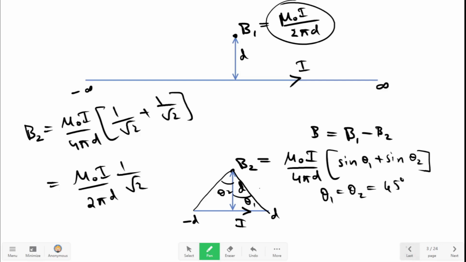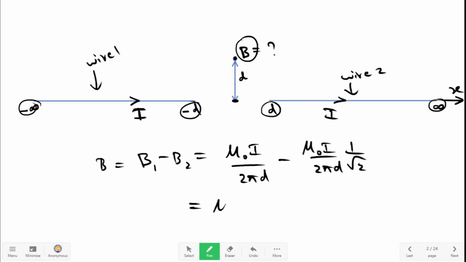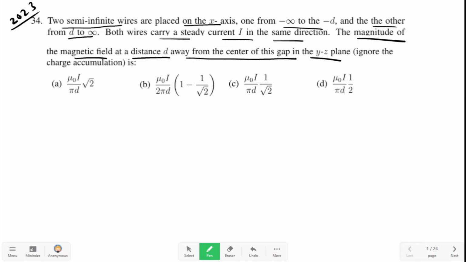Therefore we have B is equal to B1, which is mu naught I upon 2 pi d, minus B2, which is mu naught I upon 2 pi d times 1 by root 2. If we take mu naught I upon 2 pi d common, we have B is equal to mu naught I upon 2 pi d times 1 minus 1 by root 2. Therefore the correct option here is option B.